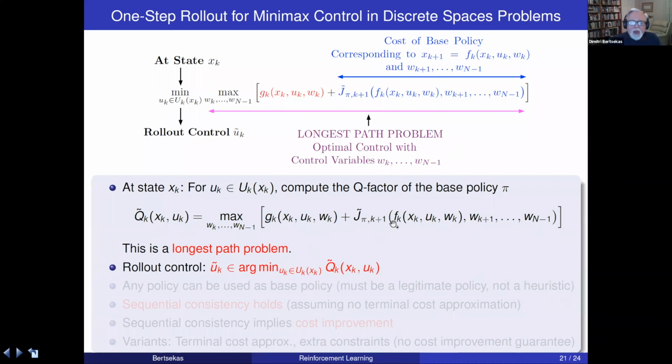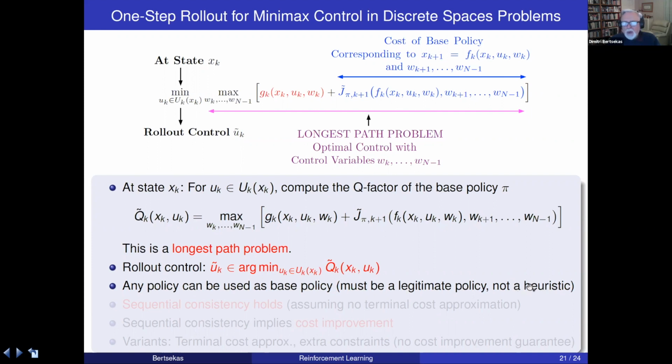So we have Q factors obtained by longest path problem solutions, and we have the rollout control computed like so. Any policy can be used as base policy, but it has to be a legitimate policy. It has to consist of a sequence of functions of the state, not a heuristic like in deterministic problems. We make this distinction between the rollout for deterministic problems and the rollout for stochastic problems.